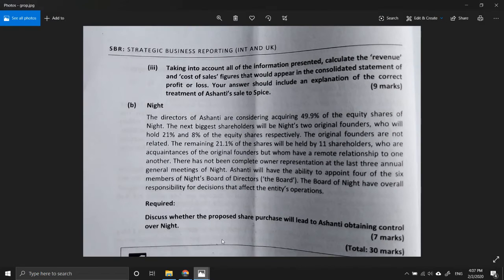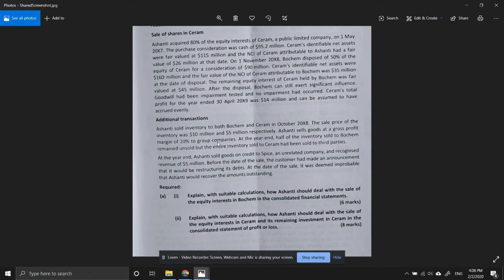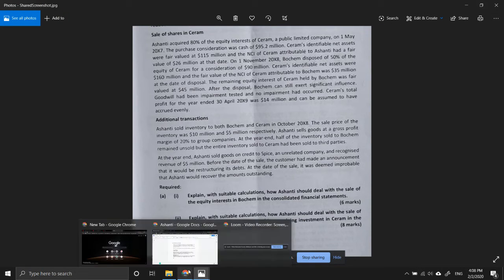So third question is, taking into account all the information presented, calculate the revenue and cost of sales figures that would appear in consolidated SPL. Your answer should include an explanation of correct treatment of Ashanti's sell to spice. Okay, so what we need to do is calculate. So we need to give some explanation as well, right? Okay, so let's do it. First of all, let's see what has happened with this. Okay, so Ashanti has sold to Bochum, right?